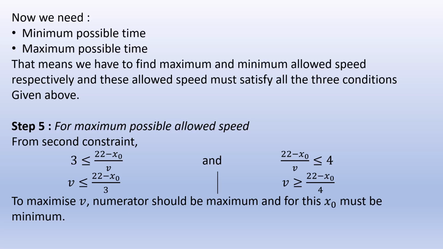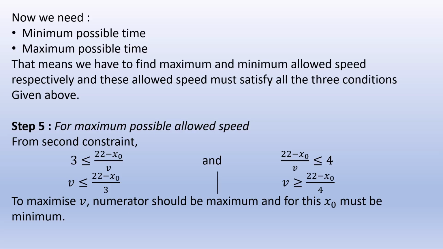Now we come to our step 5. For the maximum possible speed, we use our second constraint. If we take (22 minus x naught) upon v greater than or equal to 3, it means we get v less than or equal to (22 minus x naught) upon 3. And if we take (22 minus x naught) upon v less than or equal to 4, from this we get v greater than or equal to (22 minus x naught) upon 4.